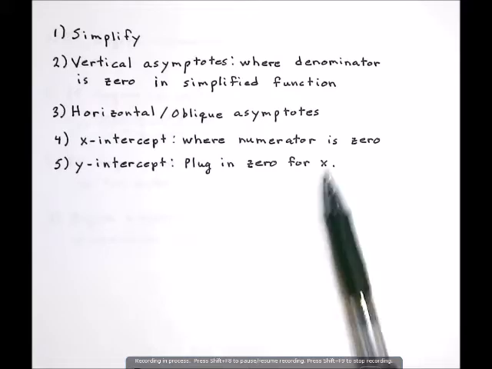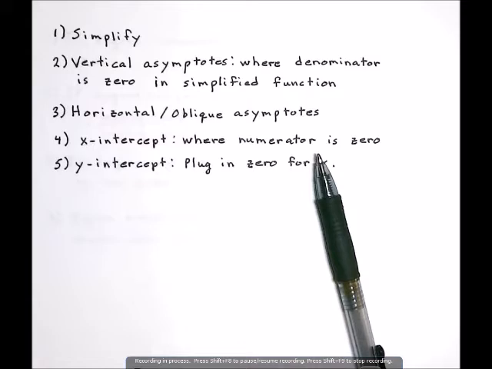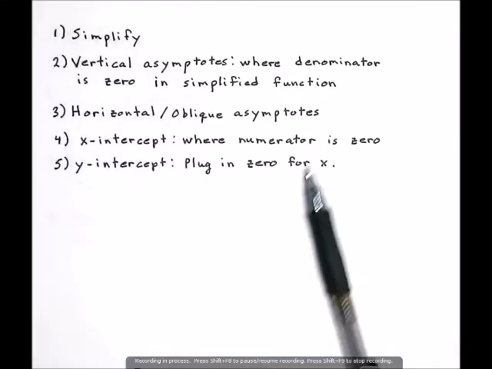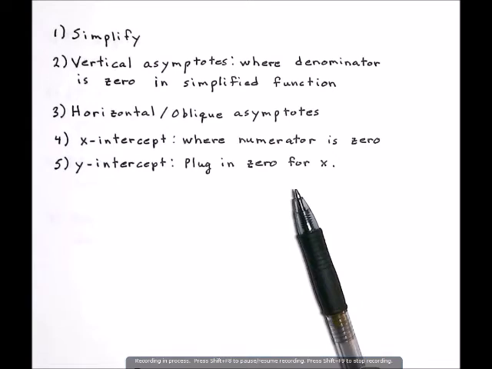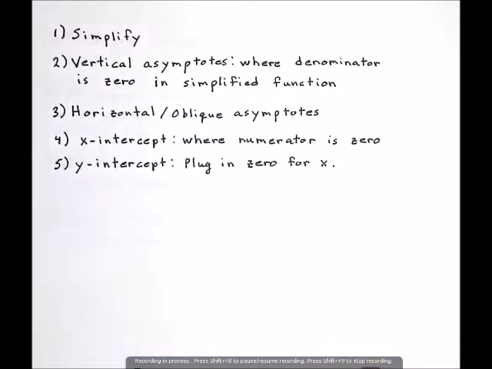For the x-intercept, all you're going to do is ignore the denominator, look at the numerator, and see where that's 0, and that's going to be your x-intercept. And for the y-intercept, you're going to plug 0 in for x and see what you get out, and that will be your y-intercept. And like in that first example I showed you, they might be in exactly the same place.